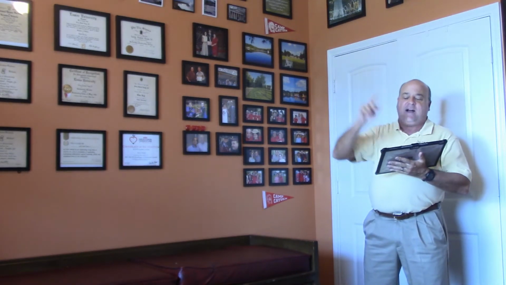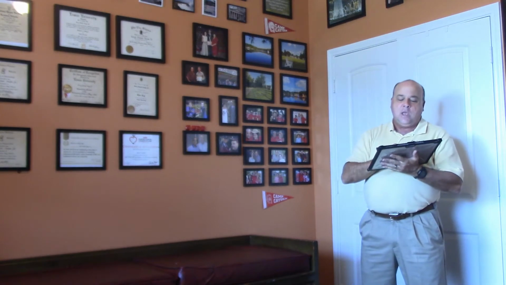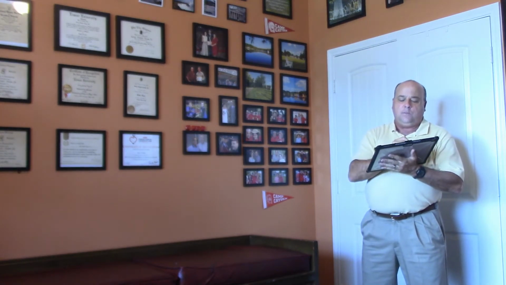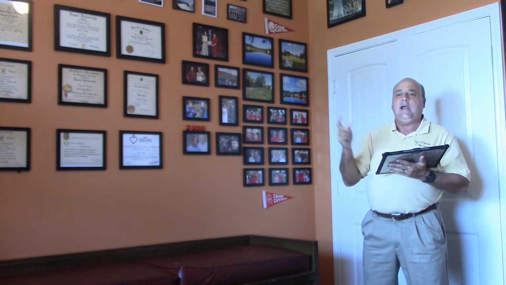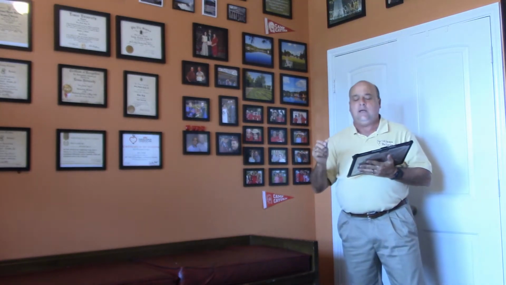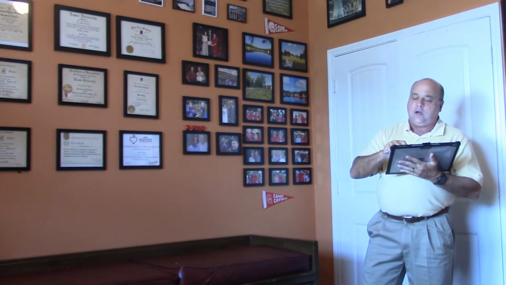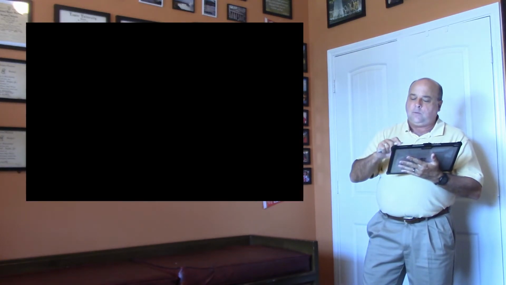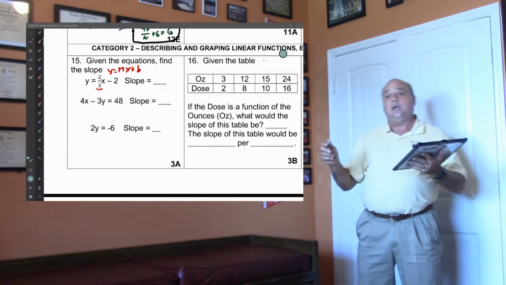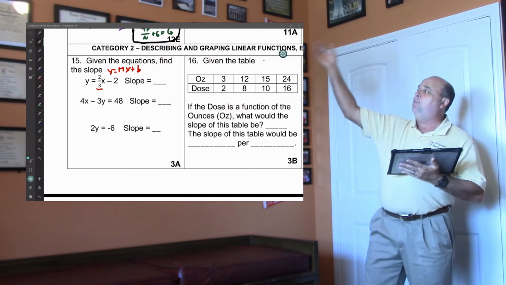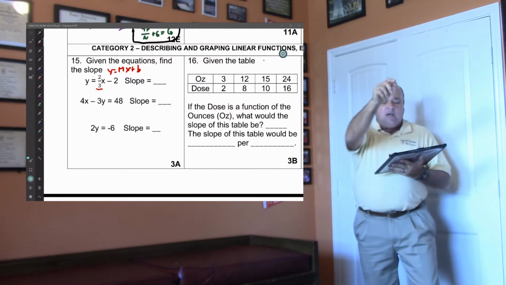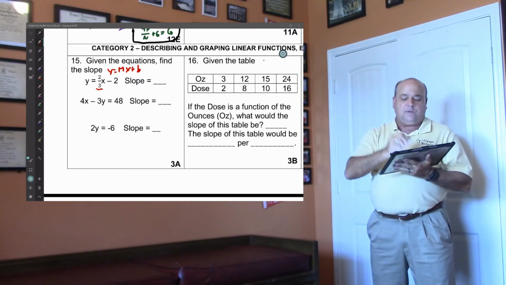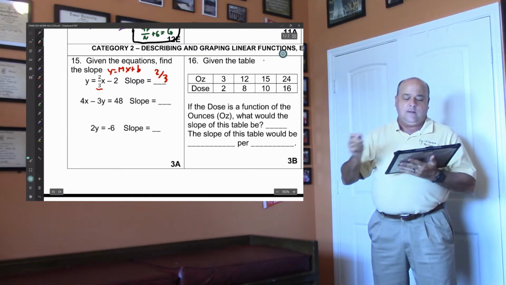Number 15, we're going to find the slopes of these lines. So on the first problem here, the slope would be your 2/3, right? It's y equals mx plus b, and your m is the slope. This is what you did in 8th grade. And before I go any further, let me start recording this, or I will be talking for nothing. Now we have a whiteboard that magically appears. So like I said on 15, the slope is going to be 2/3.